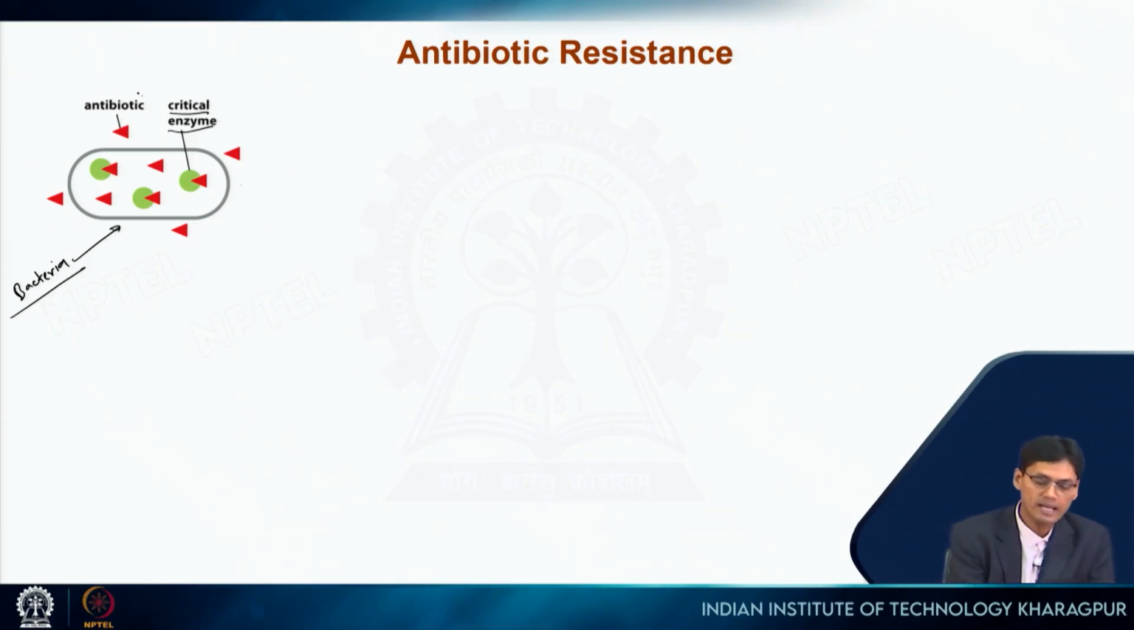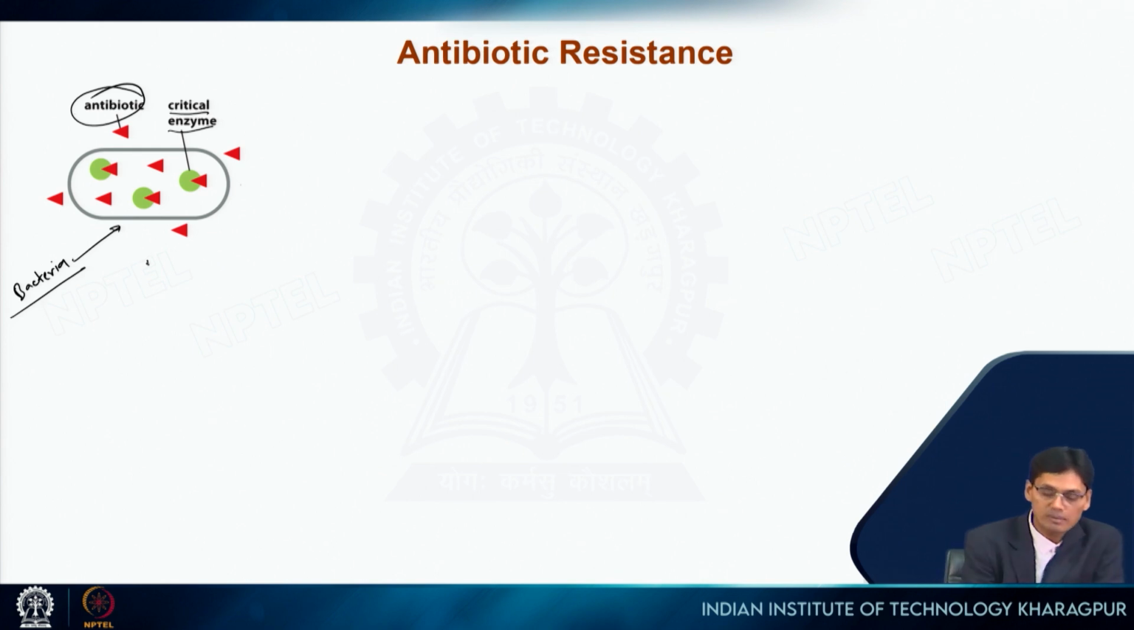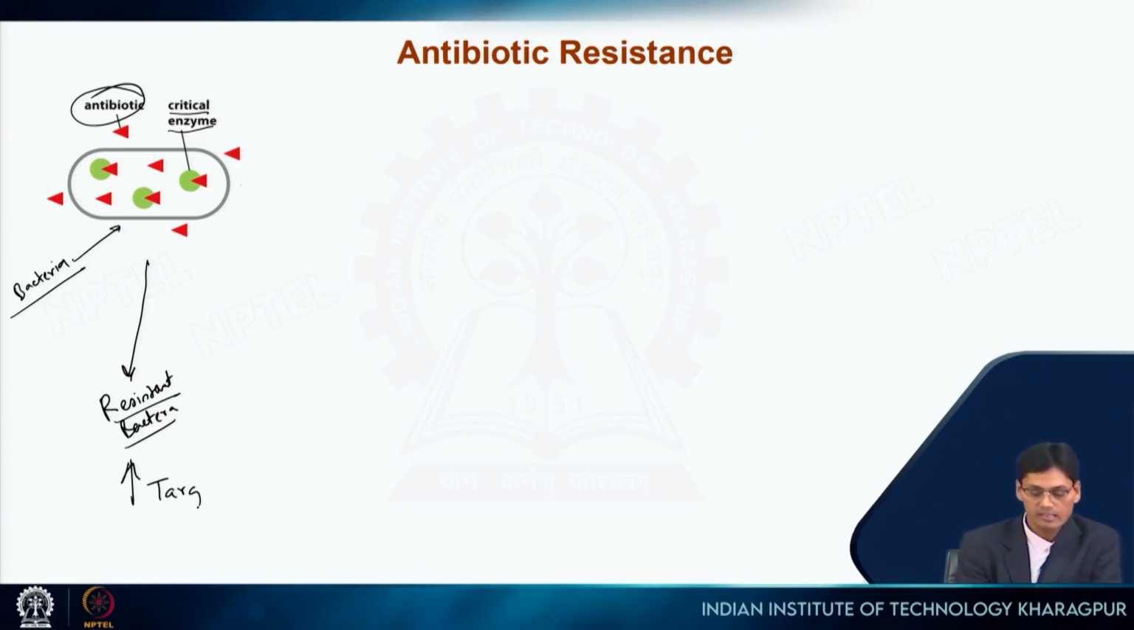Now, when you apply an antibiotic, it goes inside the bacteria and then it binds to the critical enzyme and inhibits the function of the critical enzyme, and therefore bacteria cannot survive, it cannot grow. This is the mode of action. But bacteria are also very clever. What can they do? Some resistant bacteria can increase the expression or the production of this target molecule.